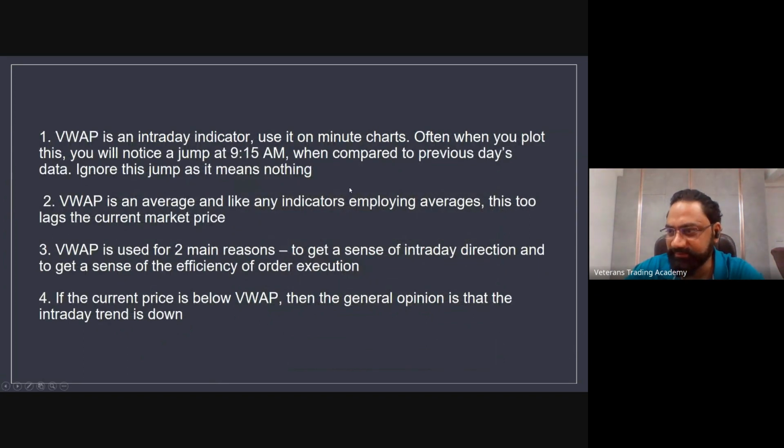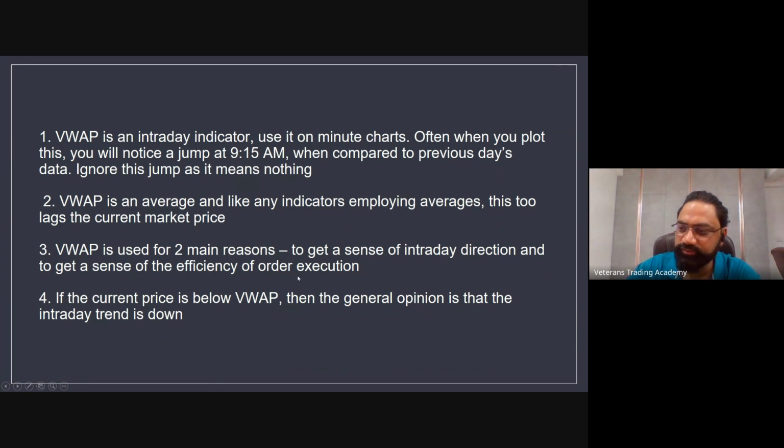It is an intraday indicator, as I covered. Use it on the minute chart. Generally, it starts at 9:15, so at 9:15 there's a jump, and thereafter it smoothens out. After that it's an average like any other indicator employing averages. Just like we use simple moving average, we employ this too, and just like simple moving averages lag a bit, this also lags a bit as an indicator. It is mainly used for two reasons: to get an intraday direction of trade, and also to get a sense of the efficacy of order execution.